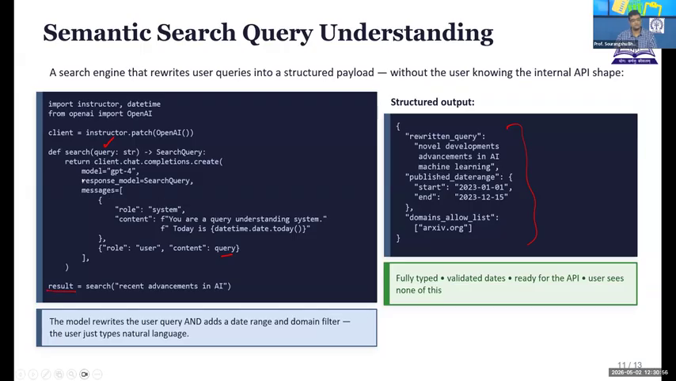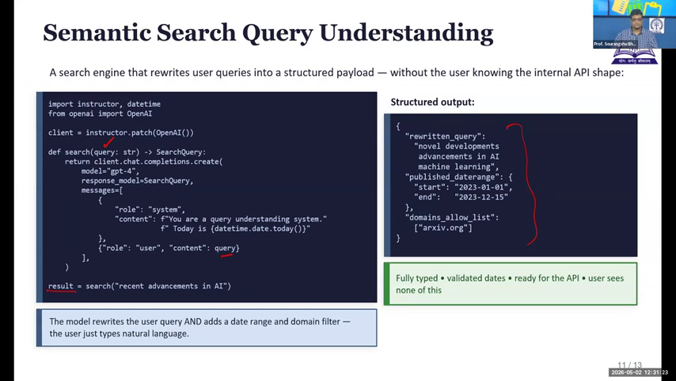So all you have to do is define a Pydantic class, which is here the search query. Then in the response model you provide that Pydantic class, and the messages as you would provide to OpenAI will be passed exactly to the OpenAI query, and also the model will be passed exactly to the OpenAI query.